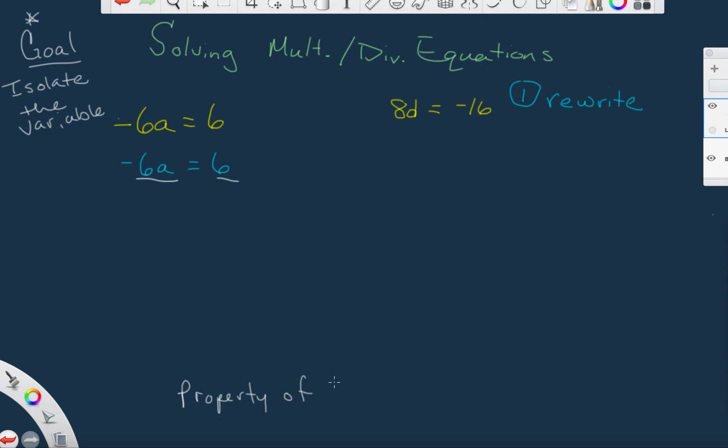The property of equality. And what that says is my equation stays the same and stays true if what I do to one side, I do the exact same thing to the other side. So what's happening here? A is being multiplied by negative 6. So what I'm going to do is undo it by dividing by negative 6. Divide by negative 6. And this is how we show division.